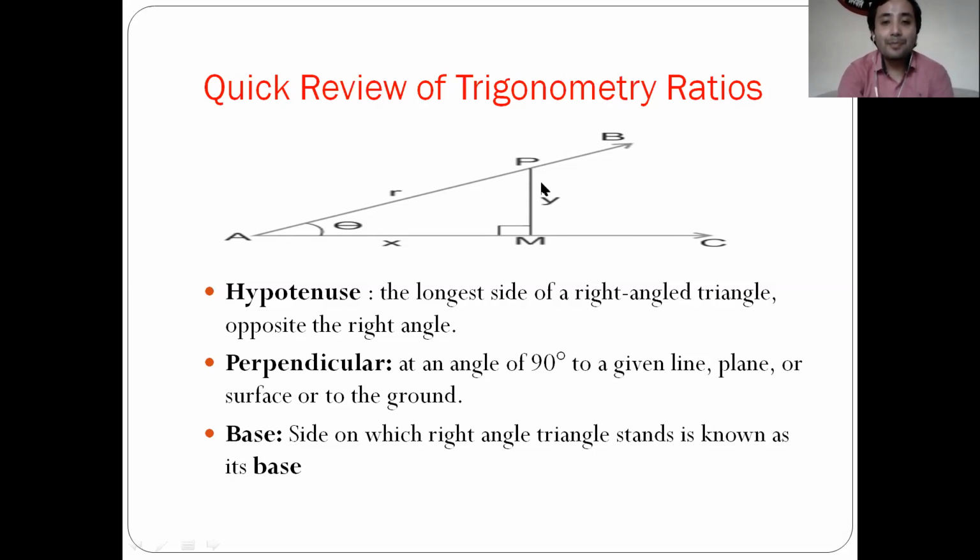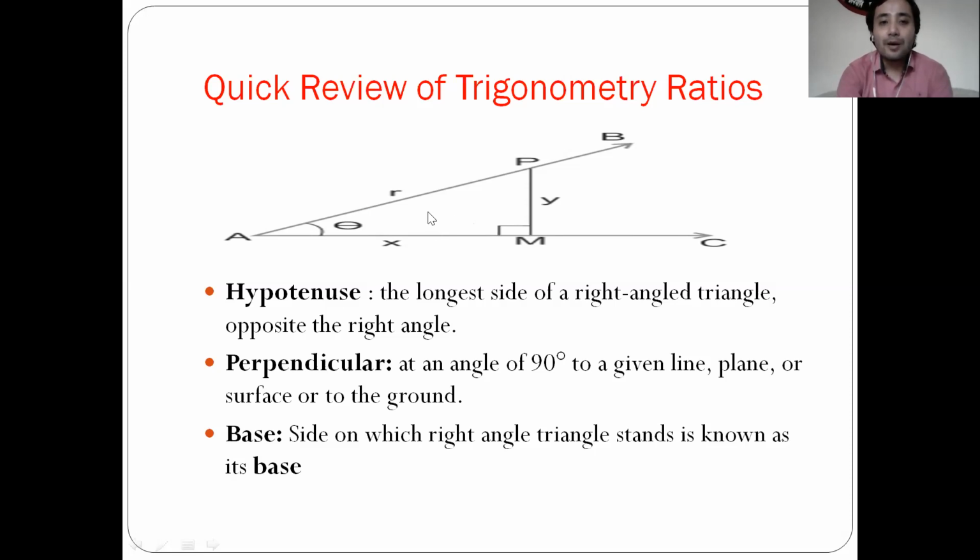Let's say PMA or AMP. Now, in trigonometry, you have to remember that whatever work or operations we do will be with respect to a right angle triangle. That means one of the angles of a triangle must be 90 degrees. So here angle M is taken to be 90 degrees, and triangle PMA, or AMP, has been taken to be a right angle triangle.